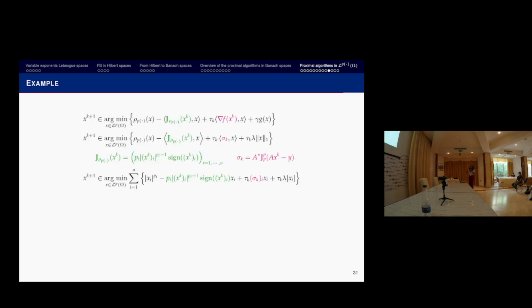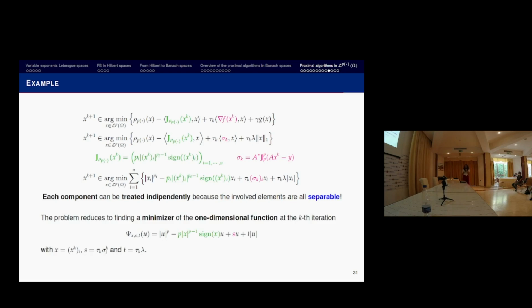If we recompute these steps, substituting the gradient of the modular in green and the gradient of F, and plugging them in, we can see that this algorithm can be used in practice, since, again, these quantities are all separable, and each element of the sum depends only on the ith component, and so we can again define a one-dimensional functional and minimize it at each iteration. So this is very similar to the one we have seen before.